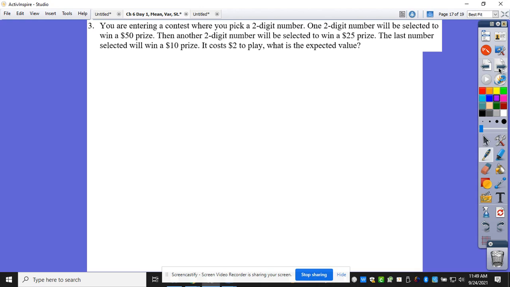Sometimes these problems do a little bit worse about making it implied instead of explicit. Does a two-digit number include 00? Yes, 00 is included.